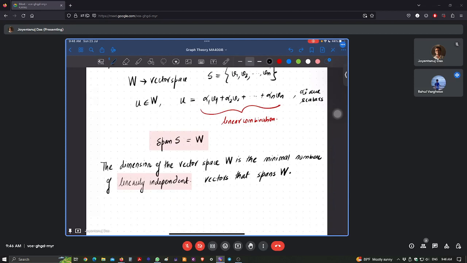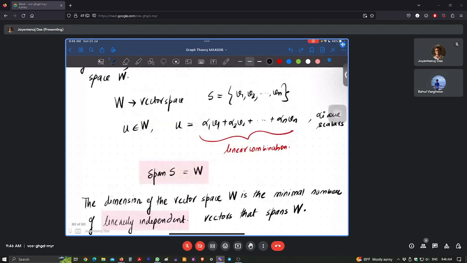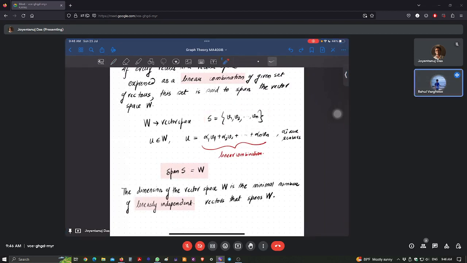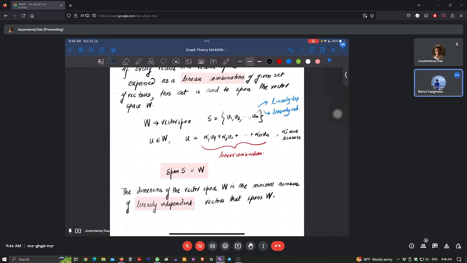So here you can observe that S is the set that spans the vector space W. Here there is no condition about linearly independent or dependent. So it can happen that S is linearly dependent, or it can be linearly independent also. So here there is no restriction.